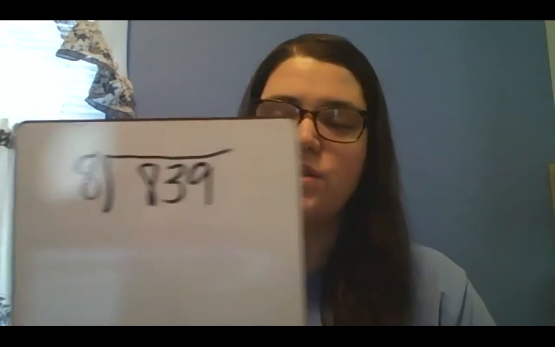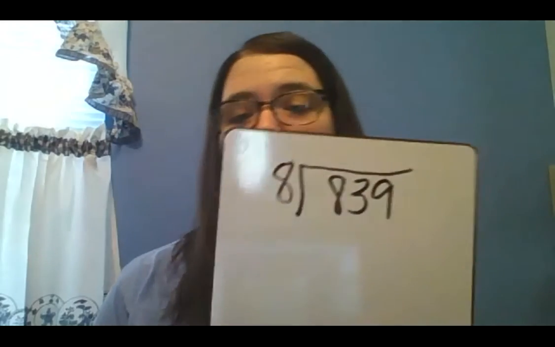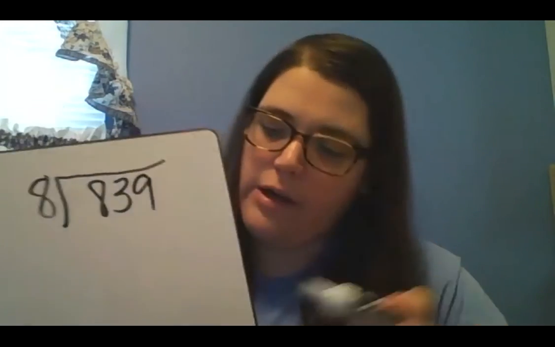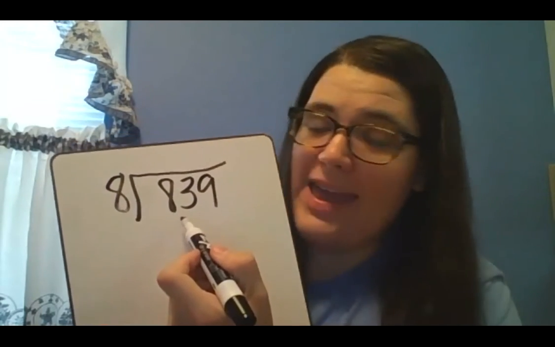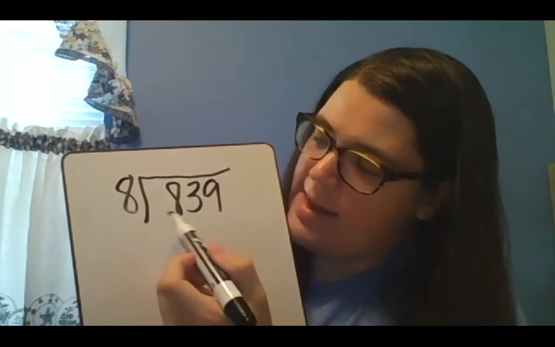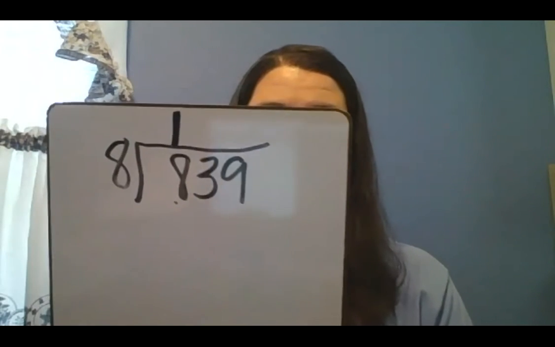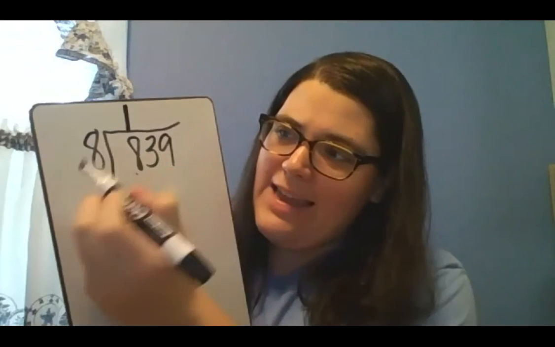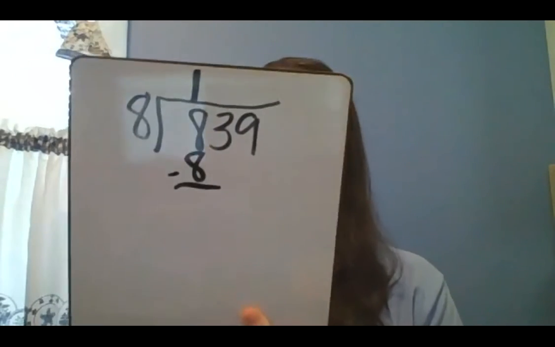839 divided by 8. So to solve this the traditional way, we're going to say, okay, here's our 8. How many times can 8 go into 8? Well, we know that 8 times 1 is 8. So we're going to put our 1 right over that 8. So 8 times 1 gives us 8. So we're going to put that there, and we're going to subtract that. So 8 minus 8 is 0.